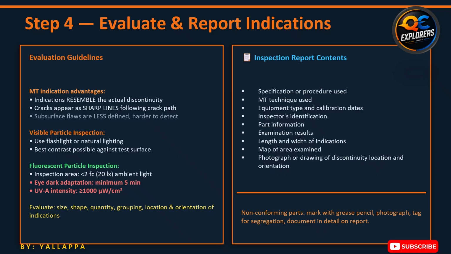Most importantly, separate indication evaluation from acceptance. MT tells you that an indication exists and provides information about it. The applicable code, specification, drawing, or engineering requirement determines whether that indication is acceptable. Never invent an acceptance limit simply because an indication looks serious.